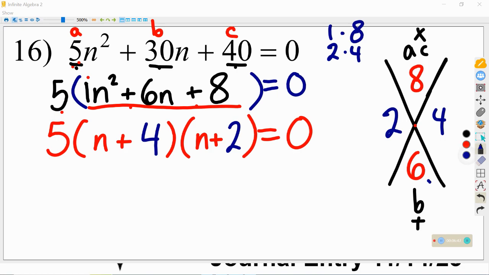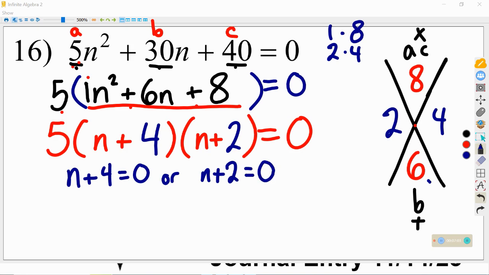And now, to finish solving the equation, because we've just done the first step of factoring, now we need to solve the equation by setting these two expressions equal to 0. So we'll do n plus 4 equals 0, or n plus 2 equals 0. And then we will subtract 4 from both sides.